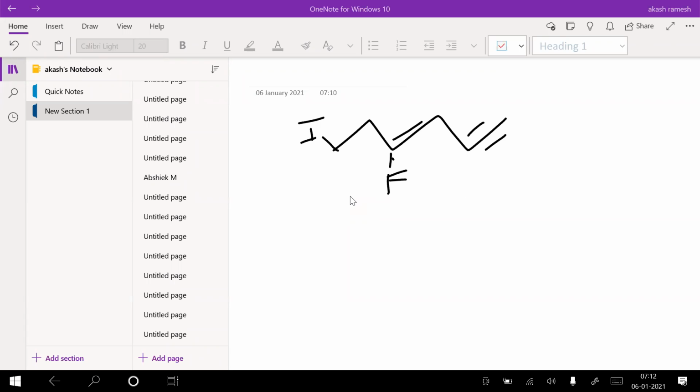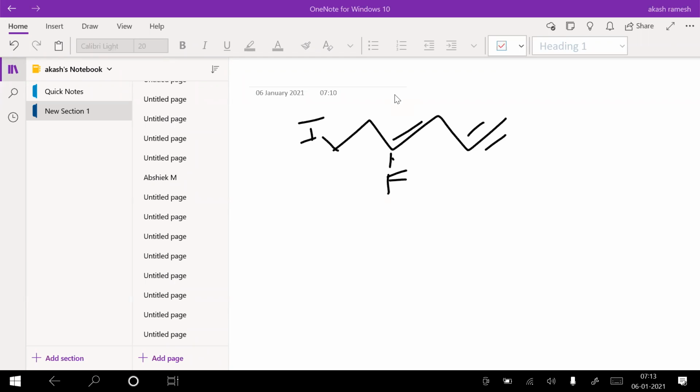Yes, sir. Can you tell me what is the name of the compound? Sir, is it 1 iodo 4 fluoro hept 4-en-6-yne? Okay, you're almost correct, except for the numbering part. Almost what you did is correct, 95% is correct.